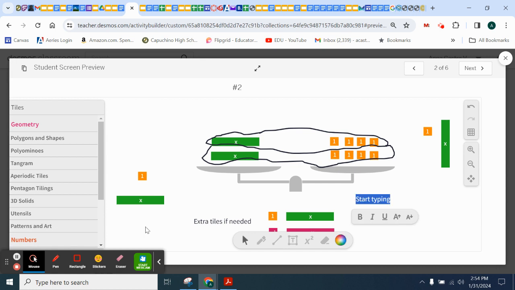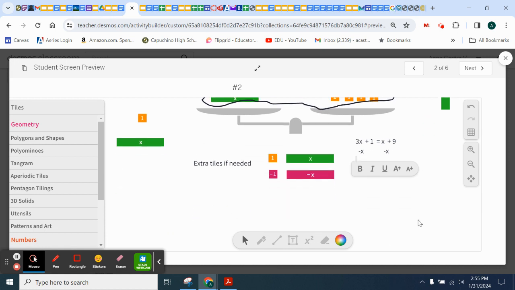So the original problem was 3x plus 1 was equal to 1x plus 9. That was the original problem. And then the first thing I did is I took an x off of each side. So I minused x from the left side, and on the right side, I minused an x. And then I was left with 2 x's, and I still had that 1. And on the right-hand side, I was left with 9.